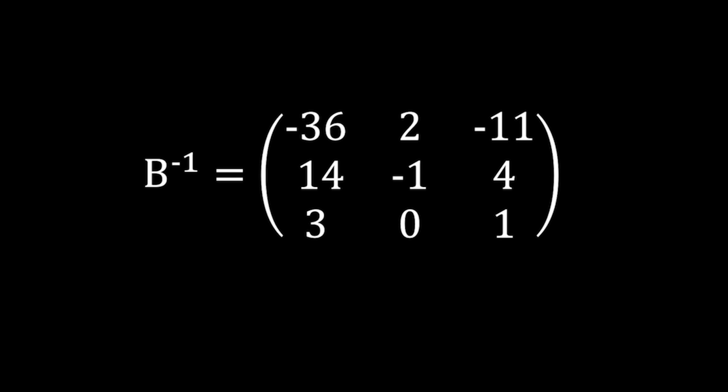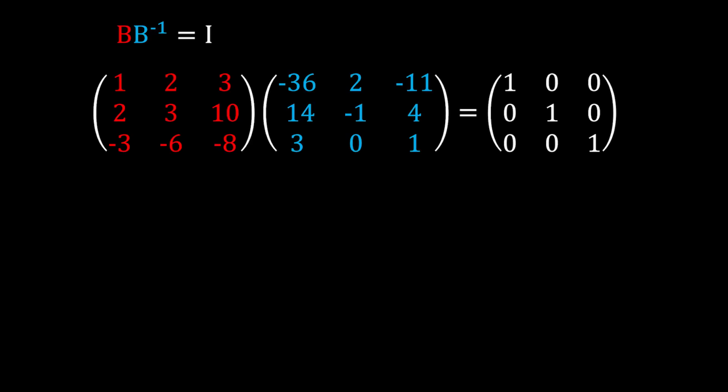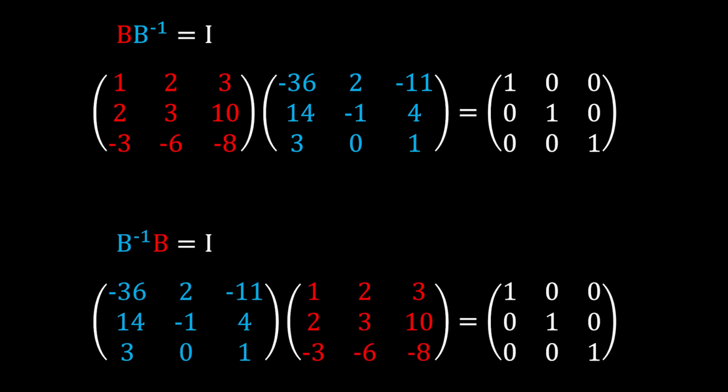In order to check that B inverse is actually the inverse of B, we have to multiply B times B inverse and hope that it equals the identity matrix. Then we have to multiply B inverse by B and also hope that it turns into the identity matrix. If either of these fail, B inverse is not actually the inverse of B.